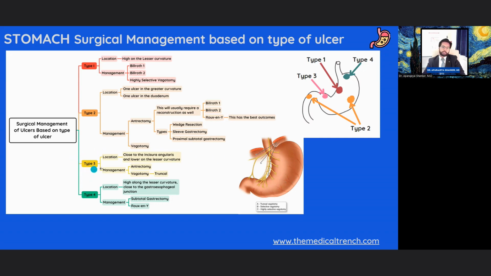Now, type 3 is when this ulcer is very close to the incisura angularis, which is lower on the greater curvature. And in this case, also, you do a truncal vagotomy, and you do an antrectomy with mostly a Billroth 2 resection. In some cases, you can do a Billroth 1 if the tumor size is very small. But if the tumor size is kind of large, then you try to go for a Billroth 1.